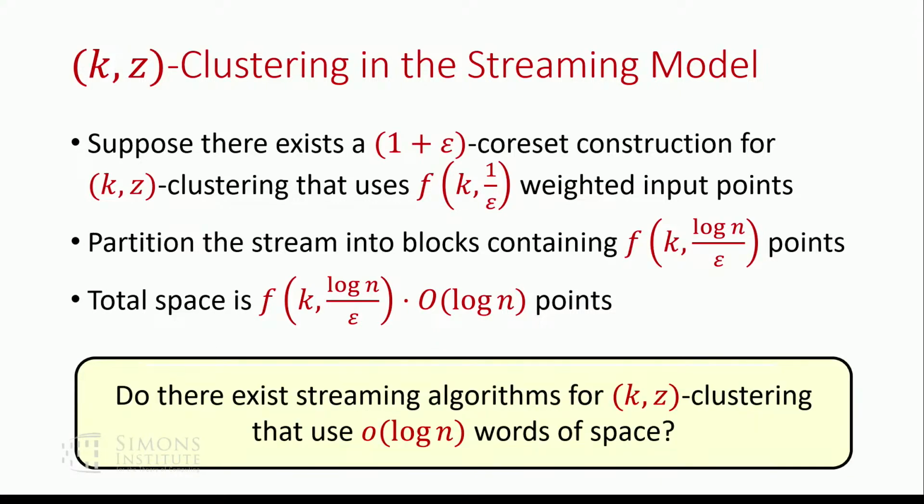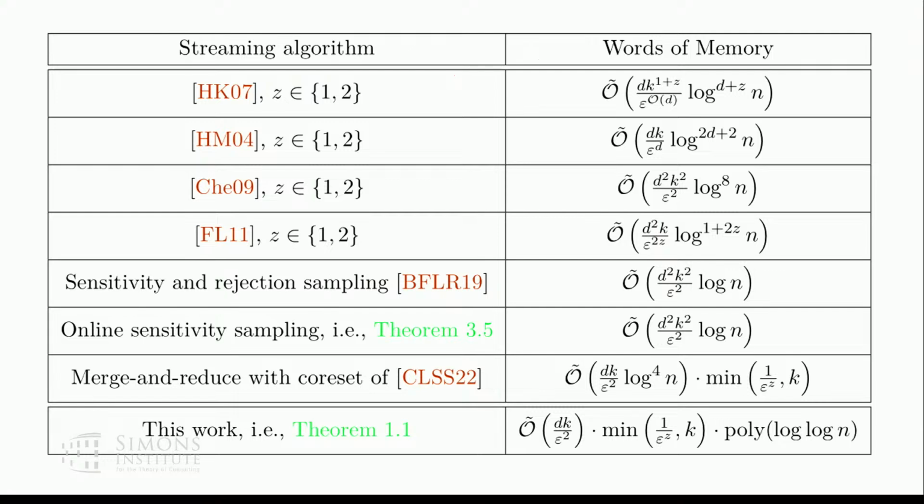So now this really motivates our question: can we beat these standard techniques? Do there exist streaming algorithms that use little o of log n words of space? So our result, again, is yes. There's been a long line of works that all have these log n dependencies. So what we actually do is we first show this online sensitivity sampling technique right here. That still has a log n dependency. It beats a lot of the previous known bounds. It's really simple, but then we also feed it into our ultimate algorithm.